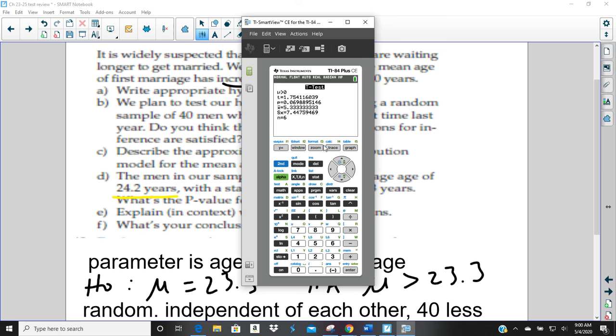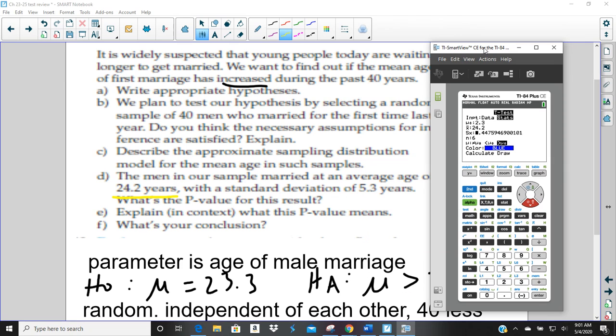So let's jump here. Let's go to stat, tests, the t-test, and we're going to go to stats. We don't have data here. I'm going to put in a mu of 23.3. The x bar they want to do is 24.2. Our standard deviation, sorry, it's hidden here, is 5.3. And the number of men was 40. And we want it to be greater than the null hypothesis.